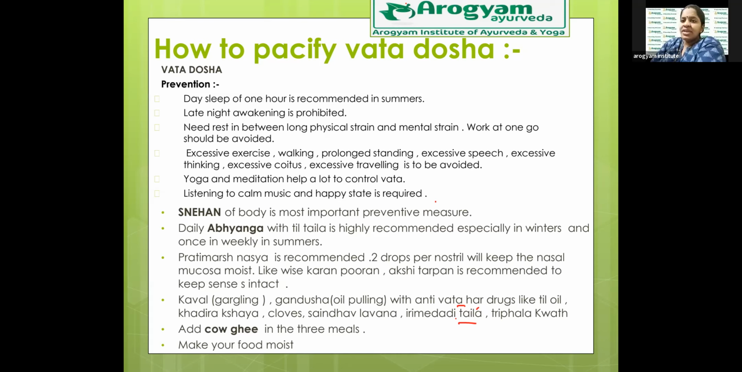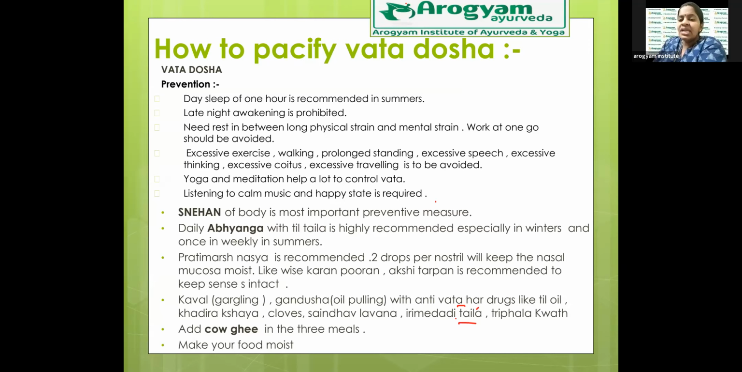Yoga, meditation are very helpful to control vata. Listening to calm music and a happy state is very important. Snehan of the body is most important. That is application of oils. Daily abhyanga with tila taila is highly recommended, especially in winters and once in a week in summers. Pratimarsh nasya is recommended, 2 drops per nostril, will keep the nasal mucosa moist. Likewise, Karnapuran, then Akshitarpan is recommended to keep the senses intact.